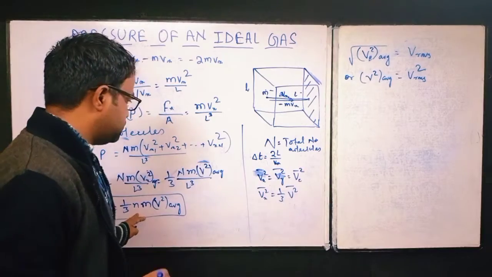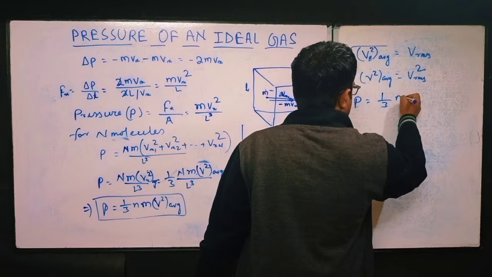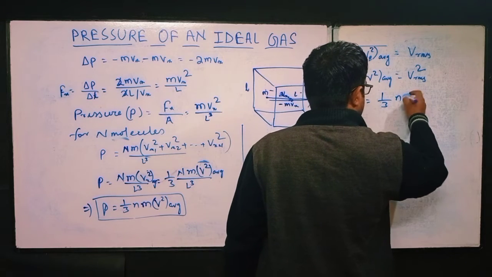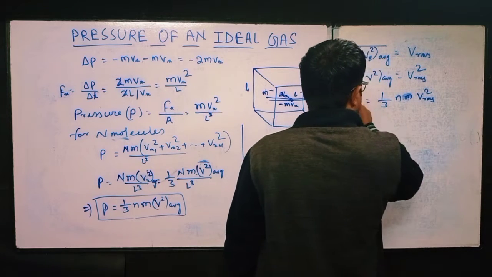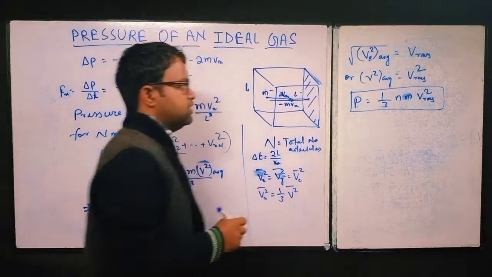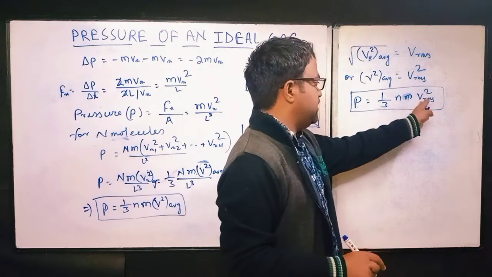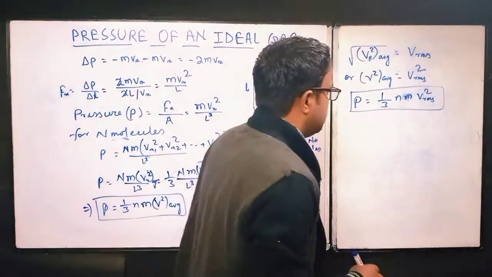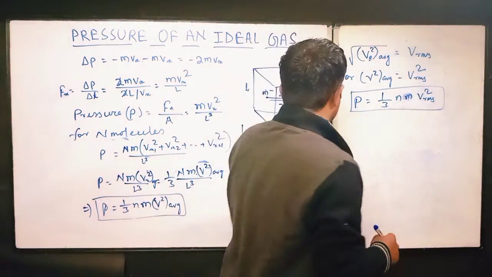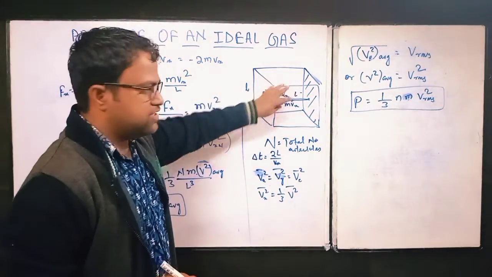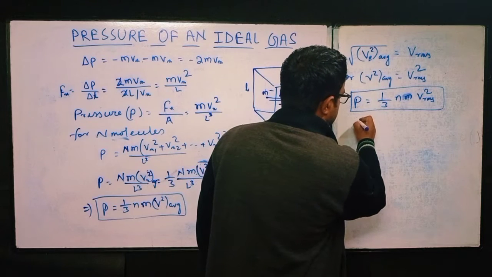Alright, so this equation we can write in this way: pressure equals 1 upon 3 n m V RMS square, right? Now we'll find out a relationship for the RMS, root mean square velocity. Okay, so this is velocity. We'll find the RMS velocity because we have kept one ideal gas inside this box, so we will use the ideal gas equation.